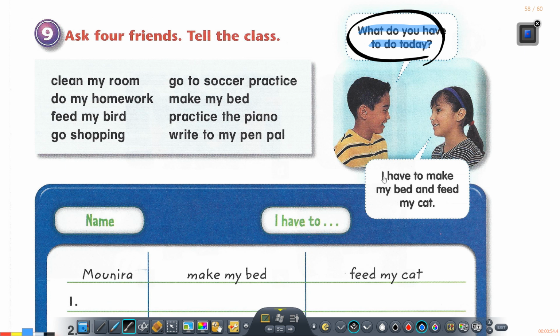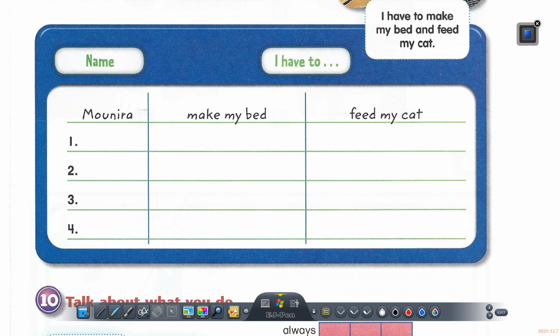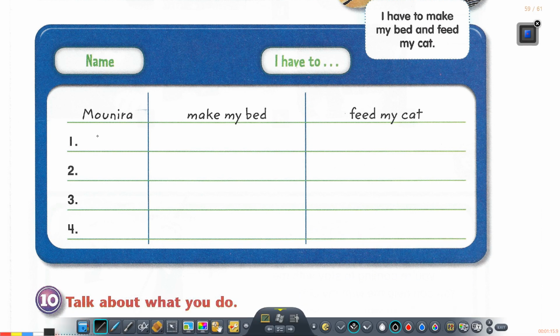그러면 어떻게 대답해요, 여자아이가? I have to make my bed and feed my cat. 두 가지 일을 하는 거죠. 하나 뭐요? make my bed가 침대를 만들다는 뜻인가요? 침대를 정리한다는 말인가요? 침대 정리를 해야 되고 또 고양이에게 먹이도 줘야 돼. 그렇죠? 그러면 여러분 여기다가 여러분 이름을 적어주세요.